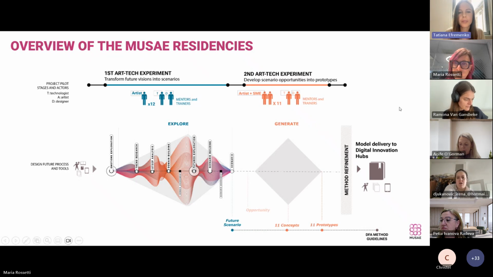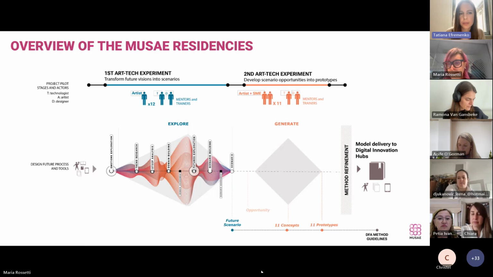And now in the second residency and the second open call, we will be looking for 11 teams, which are composed of artists and SMEs, and who will take the future scenarios as a starting point. They will go together as a team through the second part of the DFA method, and based on the future scenario and identifying the opportunity in this scenario, they will develop first 11 concepts and then finally 11 prototypes.